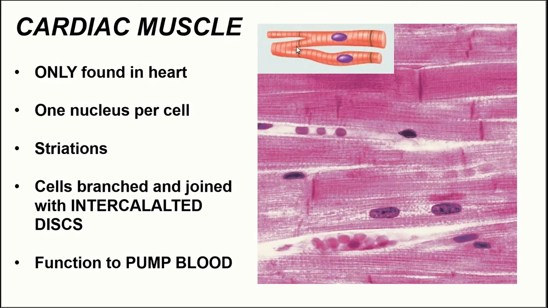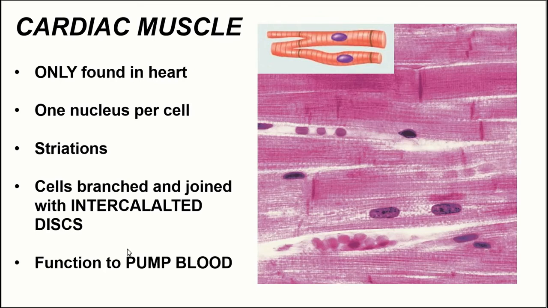These intercalated discs help to provide not only physical attachment, so that the cells are bound tightly to one another and not pulled apart, but they also contain structures that allow the passage of electrical signals from one muscle cell to the next. And so that helps all of the cardiac muscle cells behave as one single electrical unit.